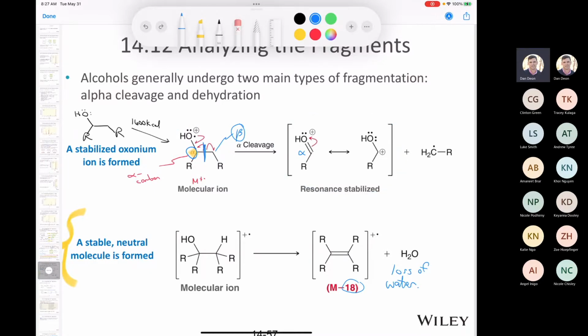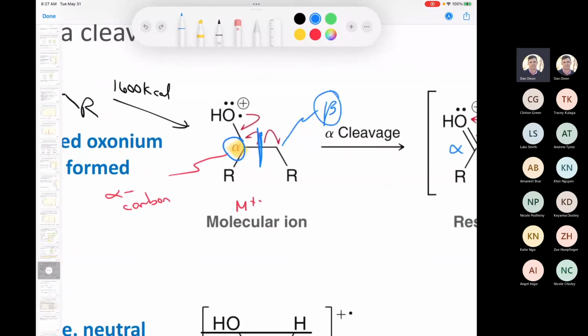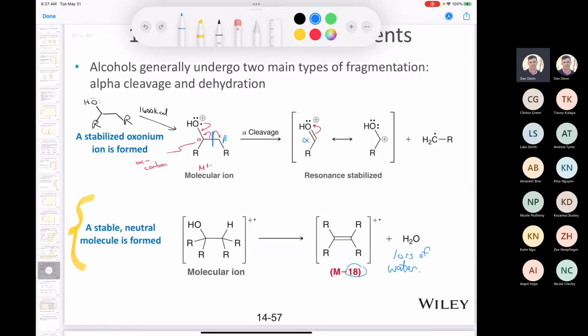That's the reason why. And so alpha cleavage, again, just to review, you have the alpha carbon. It's the carbon that's attached directly to the oxygen. You're going to break the bond between the alpha, this is my beta carbon. You're going to break that bond, and the ion that you'll see will come from the side with the oxygen on it, and that's because you get a resonance stabilized cation.